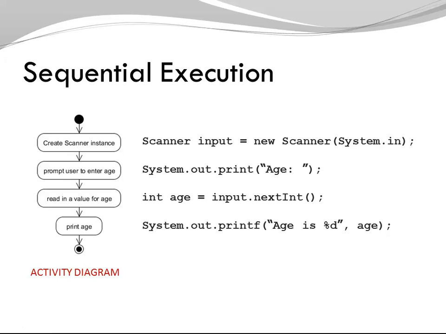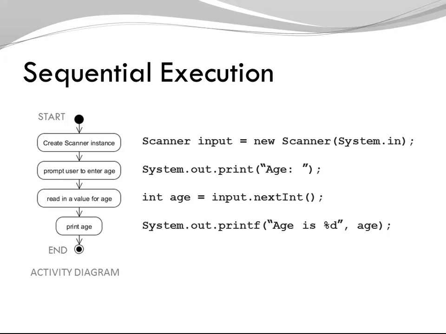This is a corresponding activity diagram. It shows the actions that are taken and the order in which those actions are taken. We start at the black disk and proceed from one action to the next: first action, create Scanner instance, next action, prompt user to enter age, read in a value for age, and then print age. The end looks similar to the beginning, but there's an extra ring around the black disk.